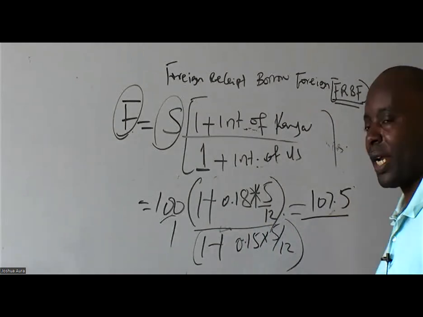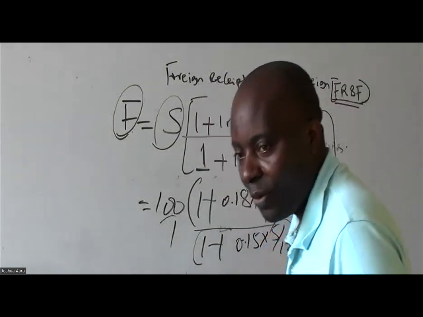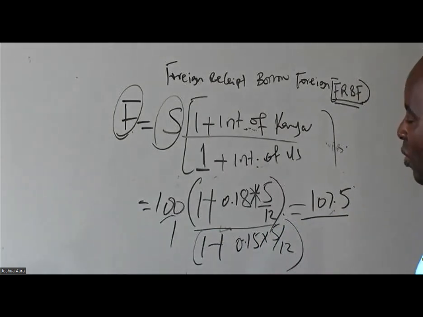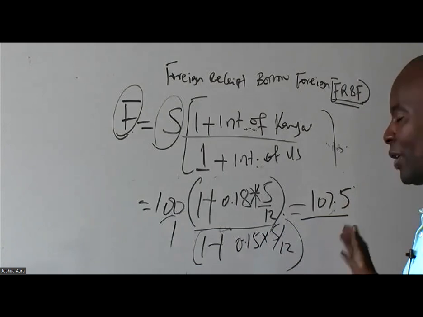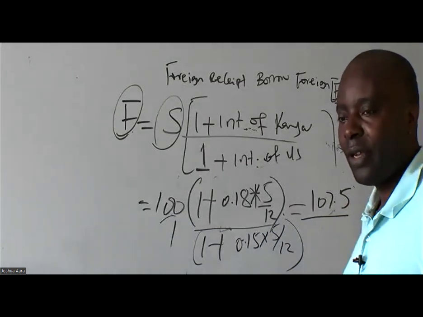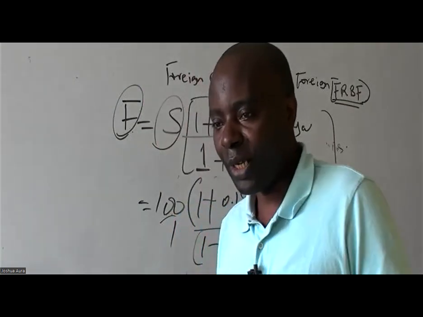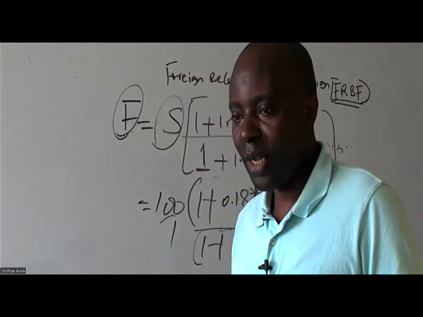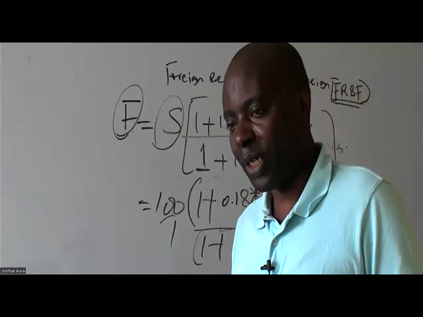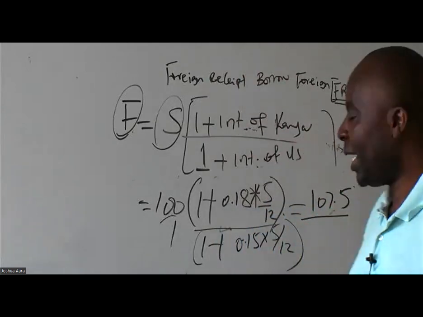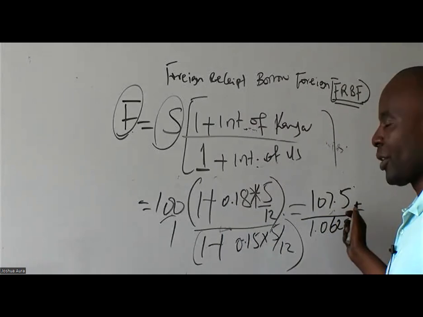How about the denominator? Please ensure you're following your BODMAS very well. So we have here 1 plus 0.15 times 5 over 12. What do we have for the denominator? Denominator, I don't know, so I'm waiting for you to give me the correct answer. Irene, 1.0625. So is this numerator correct?